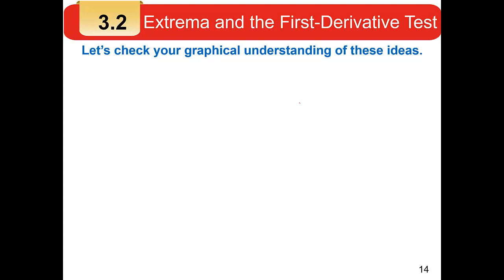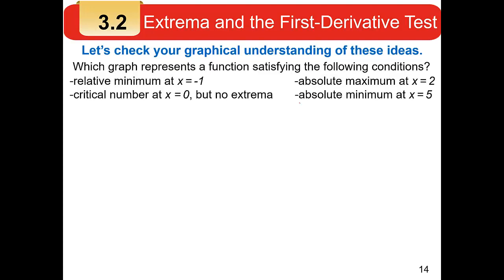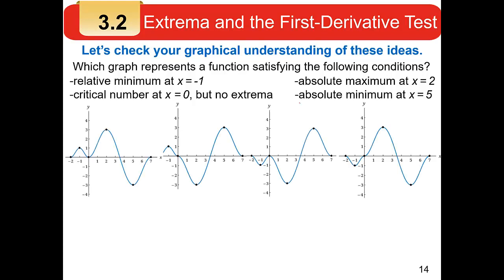I always want to translate these things back to ideas about what the graphs look like under these conditions. So I just want to move to a question like this. What if I ask you to pick out a graph of a function that satisfies these 4 conditions? One of the conditions is that it has a relative minimum at x equals minus 1. It has a critical number at 0 but no extrema. It has an absolute max at x equals 2, and it has an absolute min at x equals 5. And these are your 4 choices. You want to find the one of those 4 that satisfies those 4 conditions.